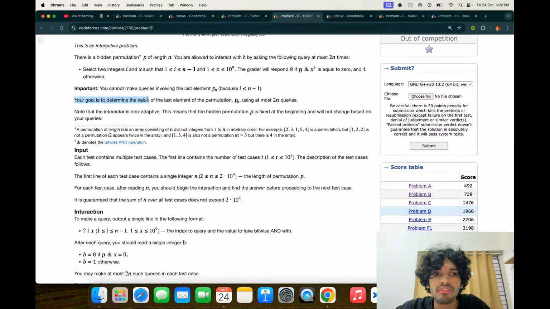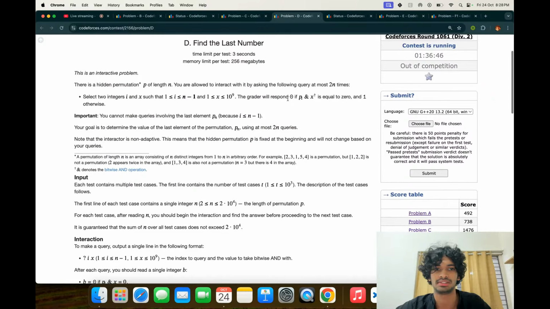The goal is to determine the value of the last element of the permutation Pn using at most 2n queries. You don't determine everything, but you determine the last element Pn. You determine something that doesn't occur here at all.